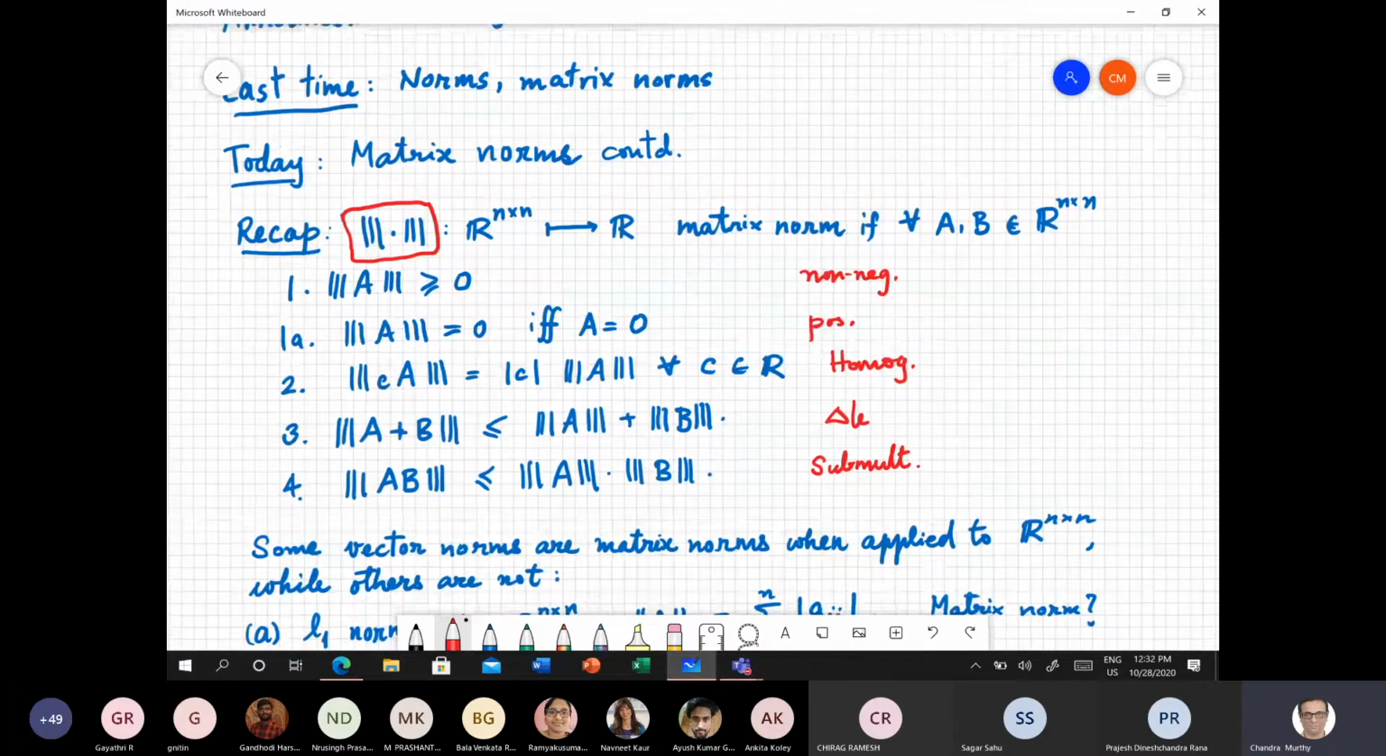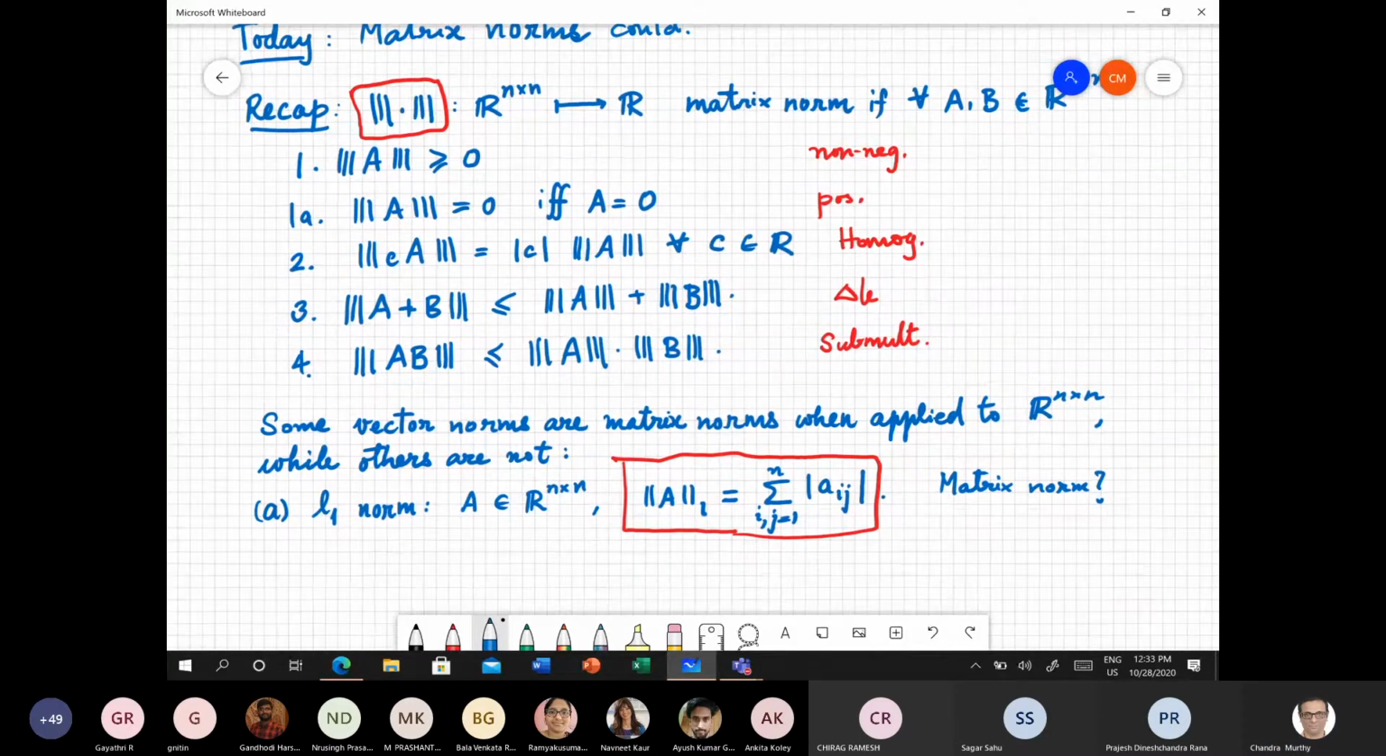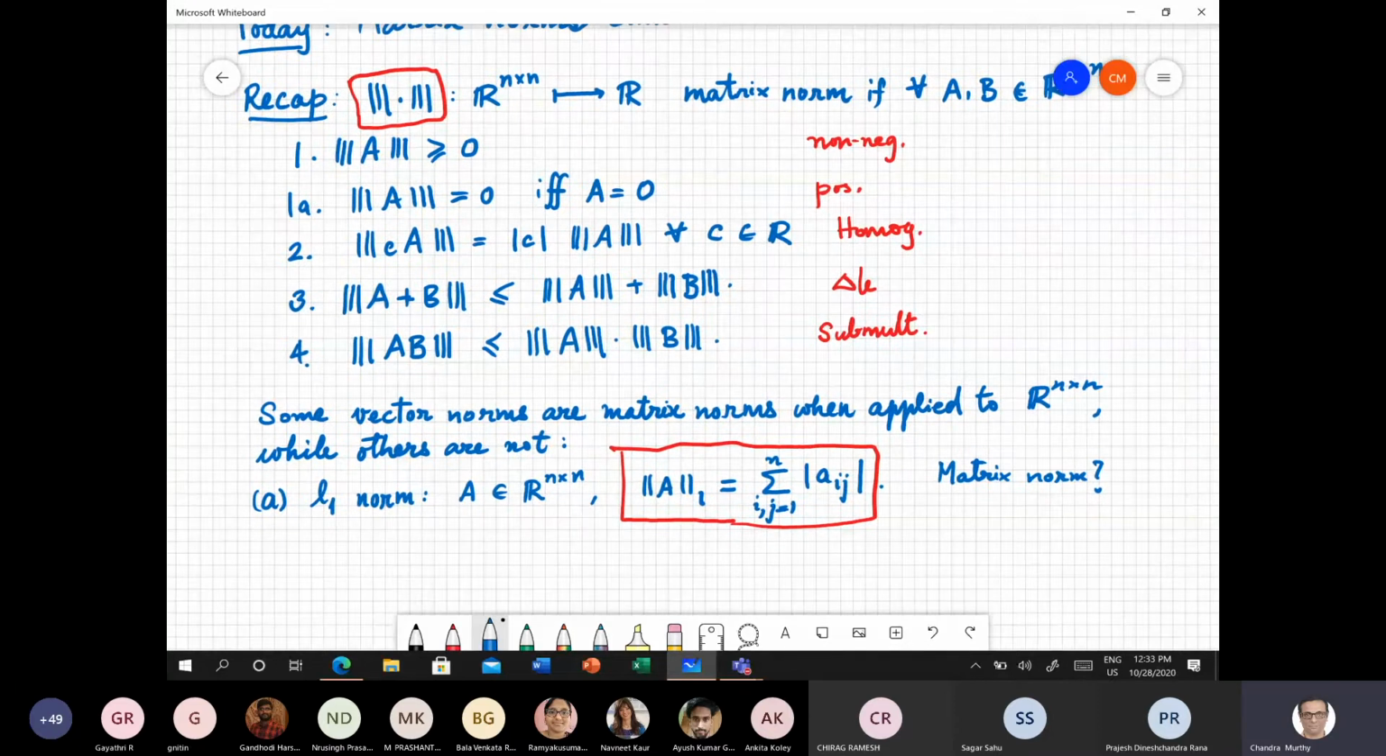So some vector norms are in fact matrix norms when you apply them on R to the n cross n, whereas others are not. So we'll start with the L1 norm. Remember that the L1 norm of a vector is the sum of the absolute value of all of its entries. If I simply extend that to an n cross n square matrix, then I would define the L1 norm of a matrix A to be the summation of all of its entries in magnitude. So the question is, is this a matrix norm or not? The answer is yes.